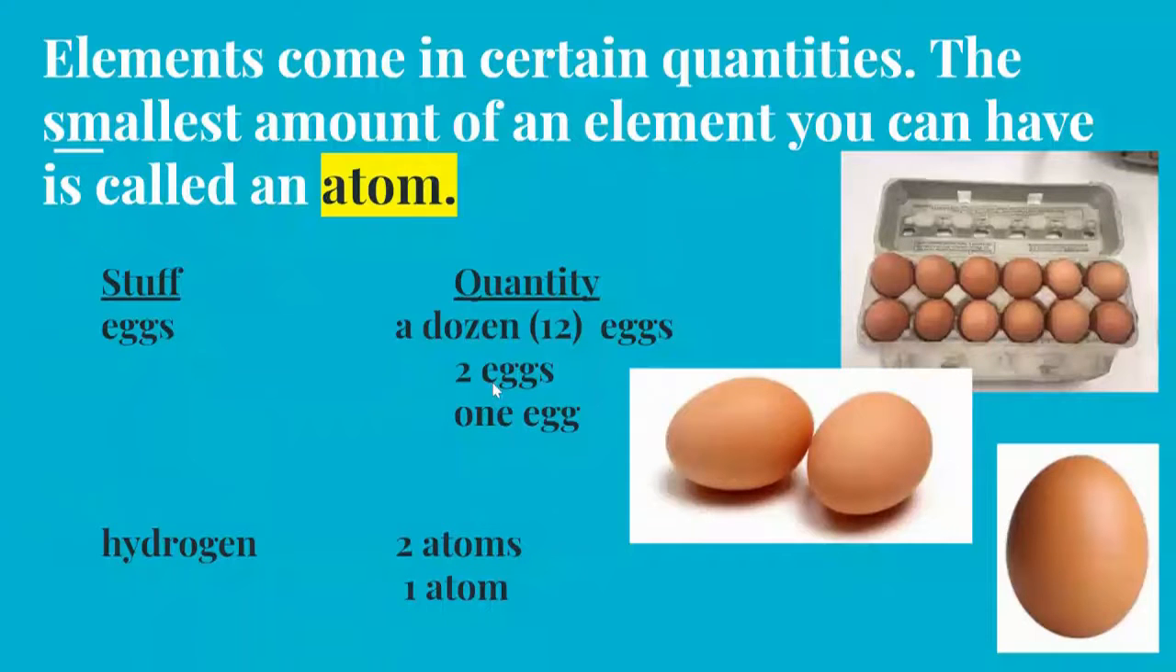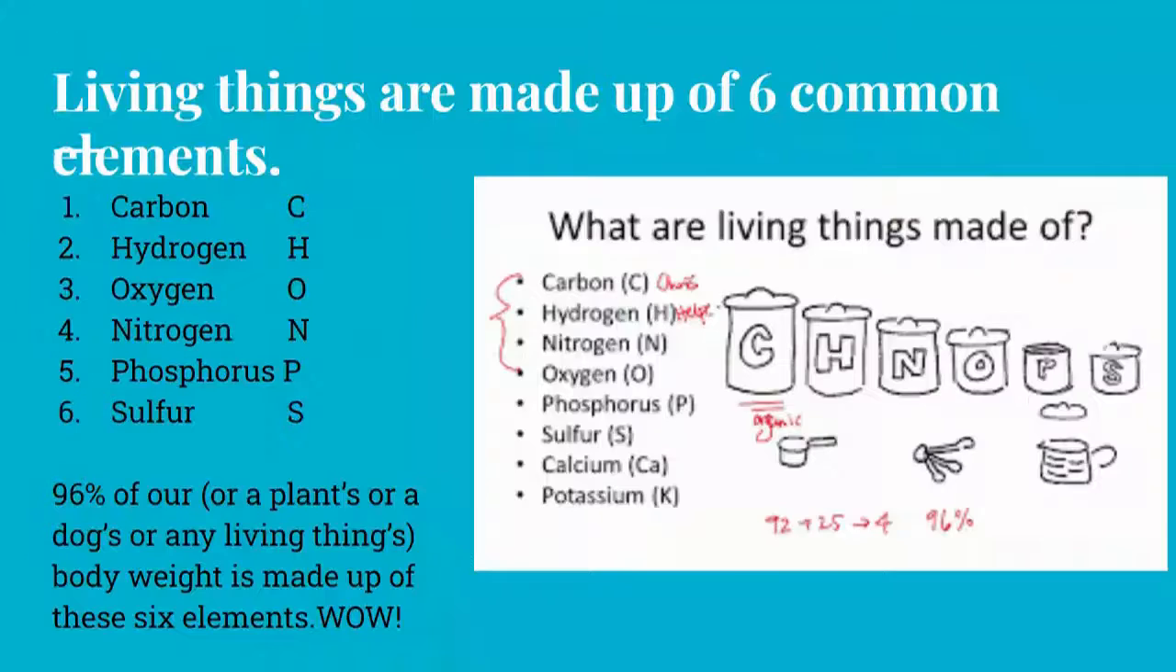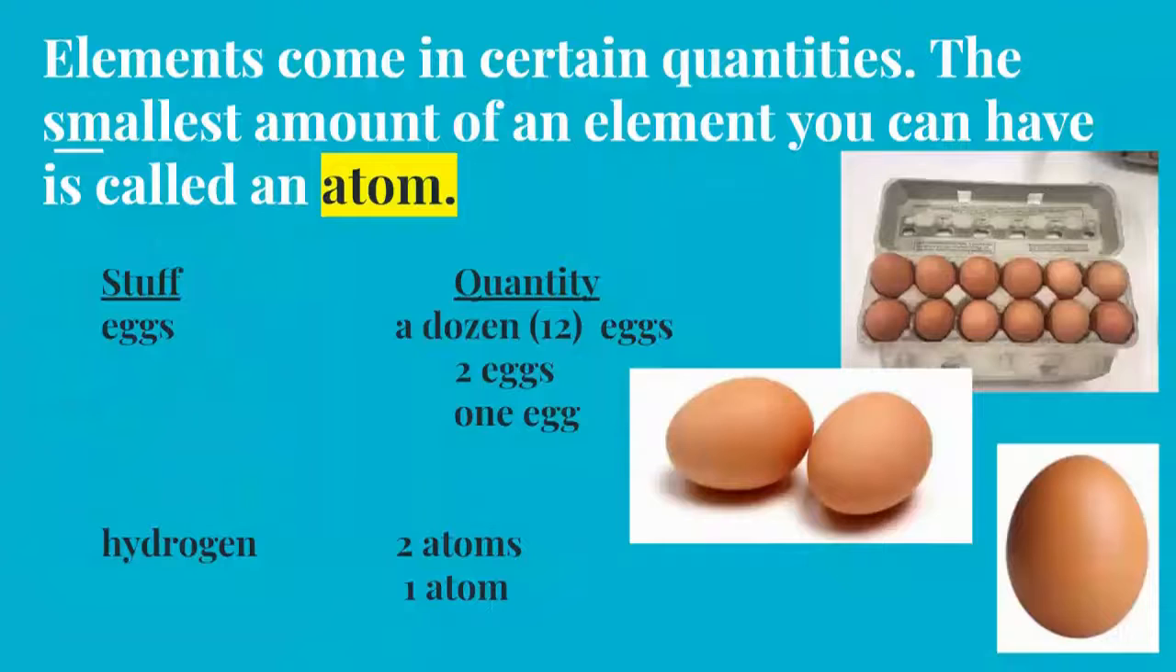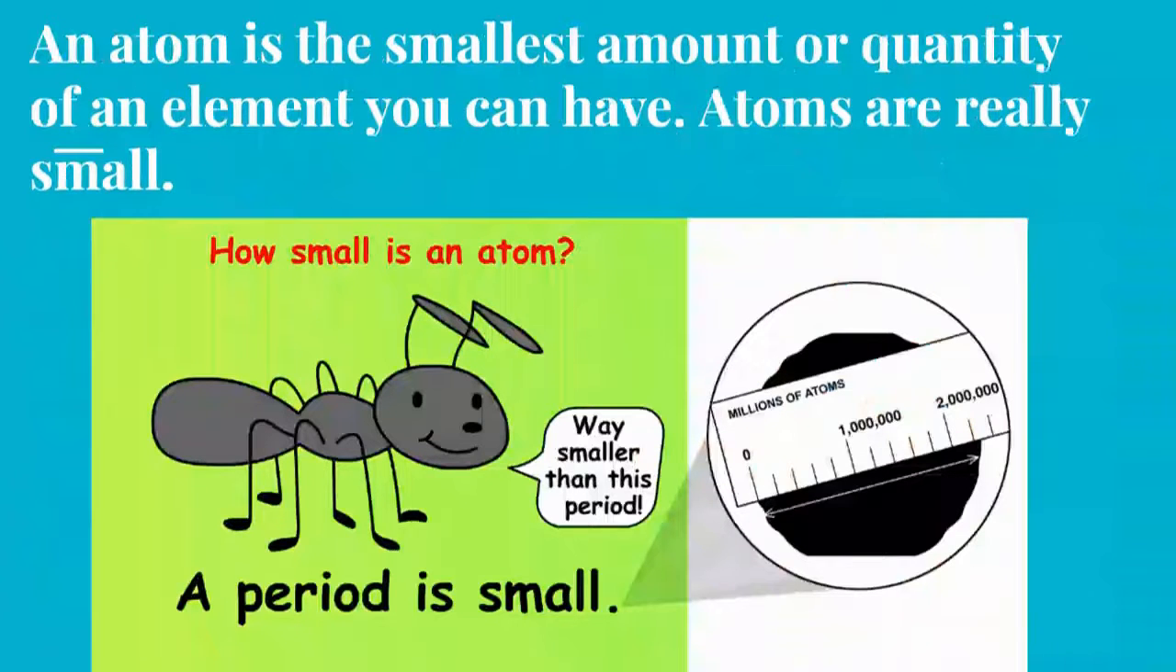Just like eggs come in certain quantities, elements come in quantities. The smallest amount of an egg you can have is one egg, but the smallest amount of an element you can have is just one atom. An atom is the smallest amount you can have of one of those elements we saw on the periodic table. These elements are the ingredients that make up everything we see, and in scientific terms we call it matter. Everything we can't see is also called matter.